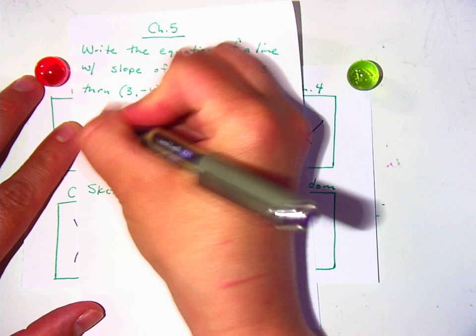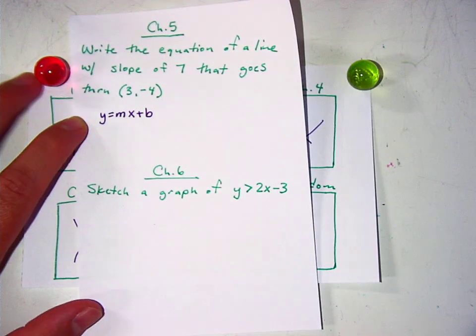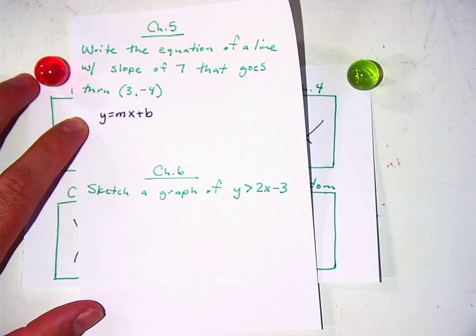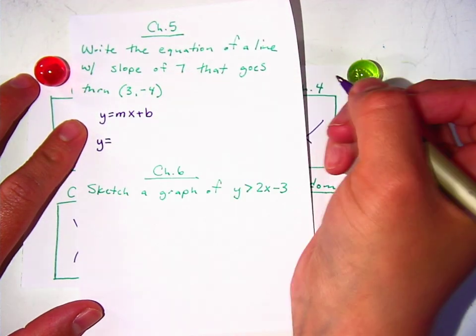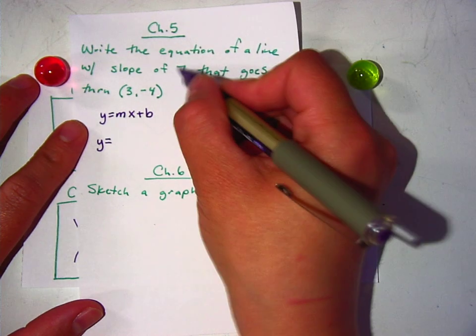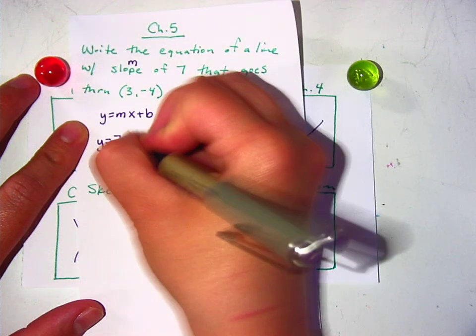So I'm going to write down y equals mx plus b. Oh, hopefully you've paused the video at this point. If you haven't, pause right now. Pause. Good job. All right, so y equals, let's see, my slope is 7, and remember slope is m in the equation. So that's 7x plus b.